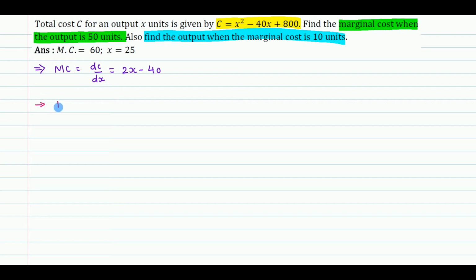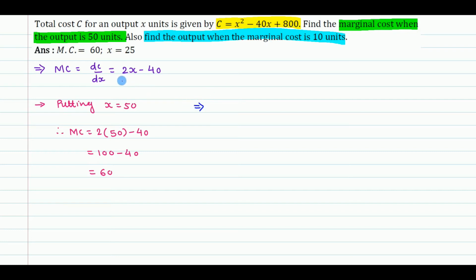So here we put x equal to 50. Therefore marginal cost is equal to 2x, and instead of x we put 50. 2 into 50 minus 40 is 100 minus 40, which is equal to 60 units.